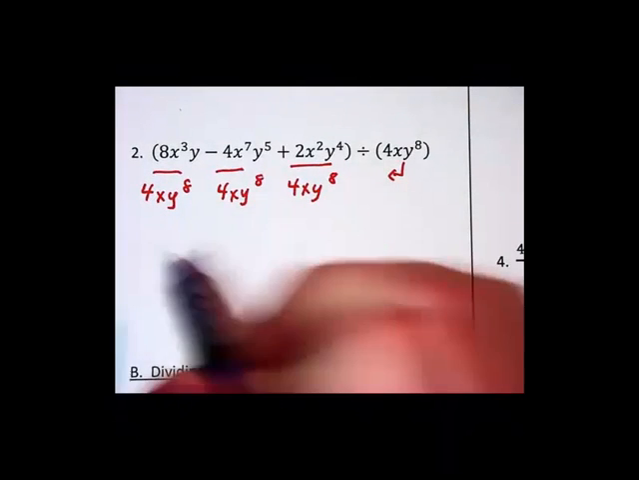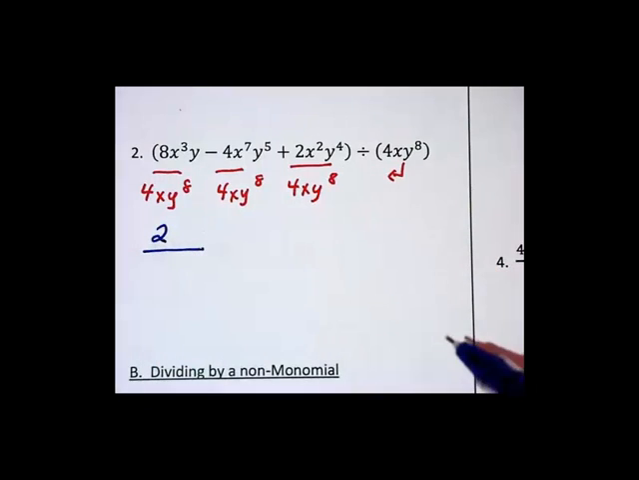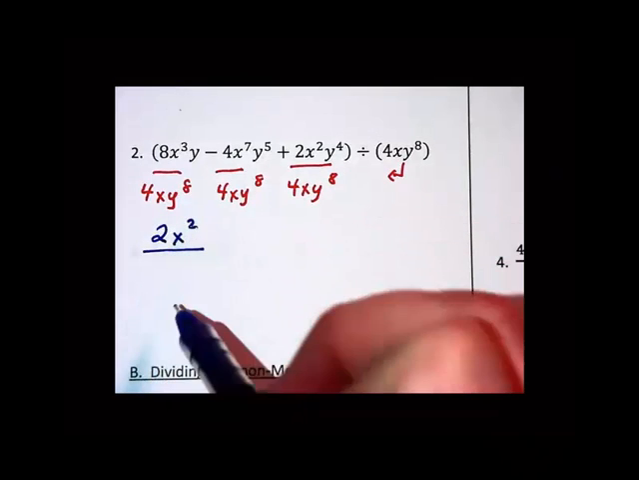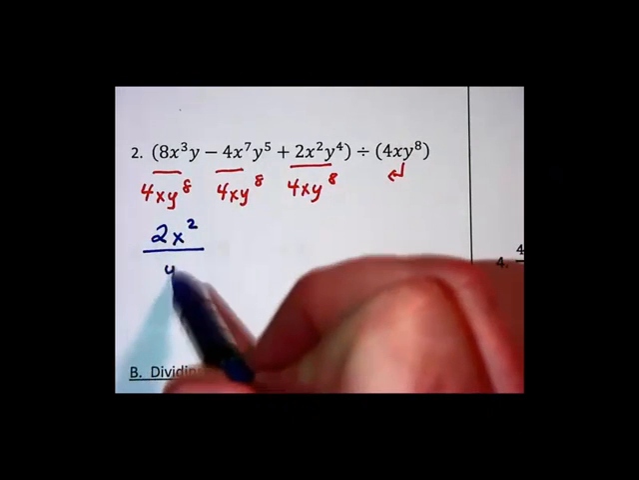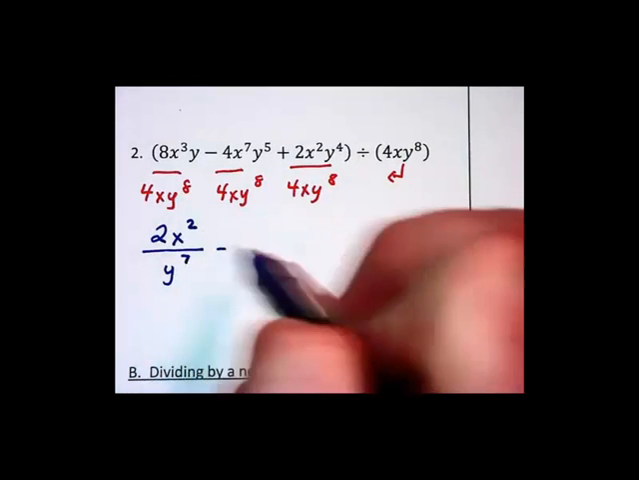So in the first fraction, 8 over 4 reduces to 2. With the x's, there are 2 extra up in the numerator, and with the y's, we have 7 extra down in the denominator. It's bottom heavy, so to speak. We have a minus sign between our two fractions.